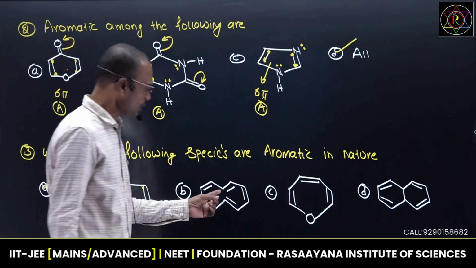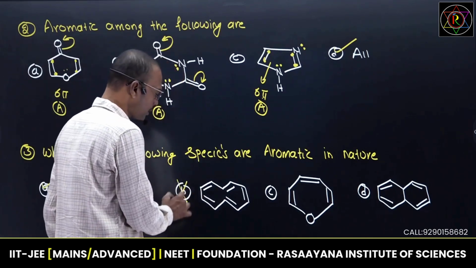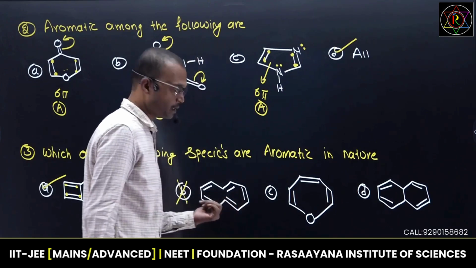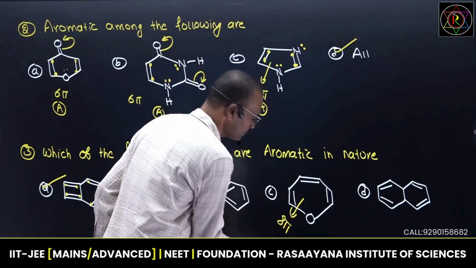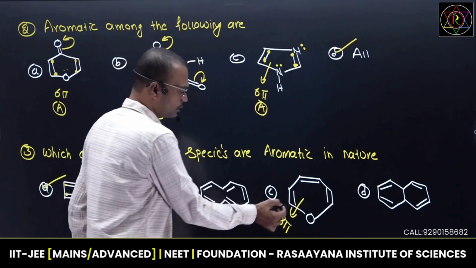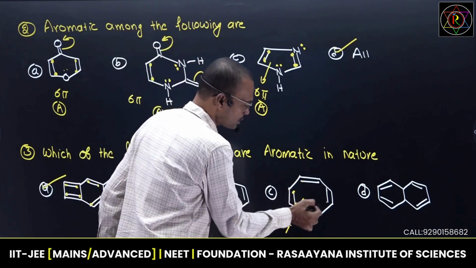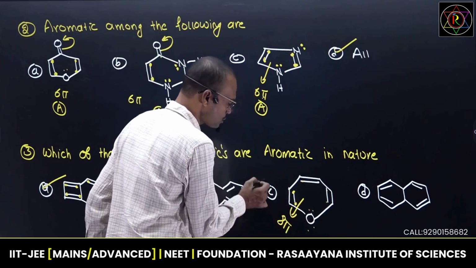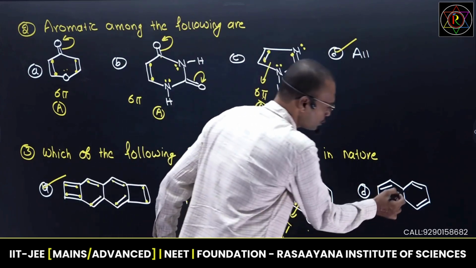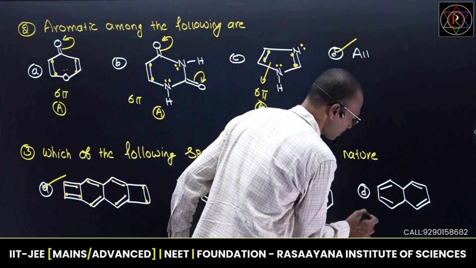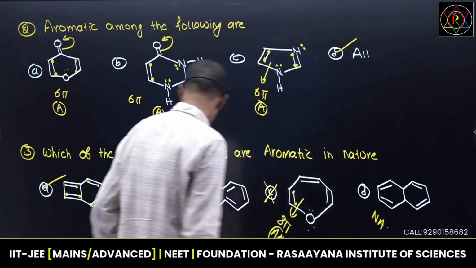Okay. Now see, this is non-planar, it is not aromatic. This point was already explained just now. And this molecule carries 8 pi electrons, oxepine. 1, 2, 3, 4, 5, 6, 7, 8. 8 pi electrons are present. So this molecule is also not aromatic. It is an anti-aromatic molecule. And see, due to the presence of an sp3 carbon, this molecule is non-aromatic. So your answer is A.